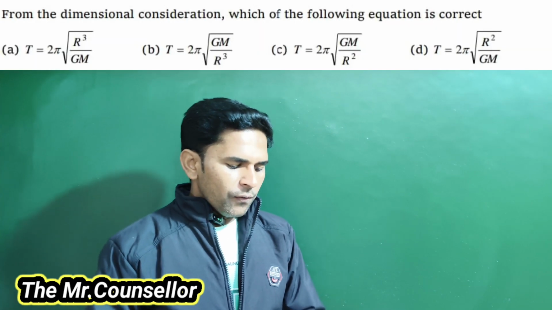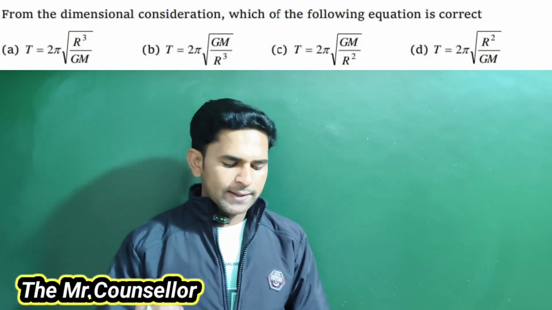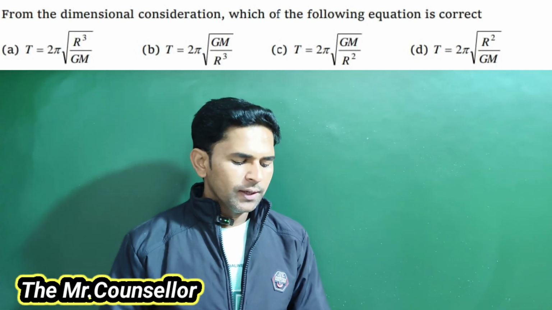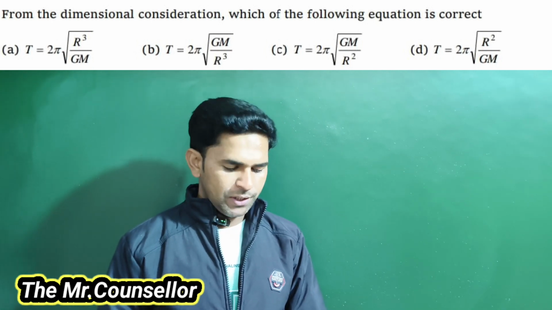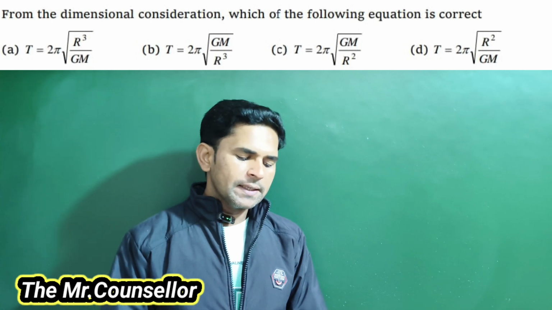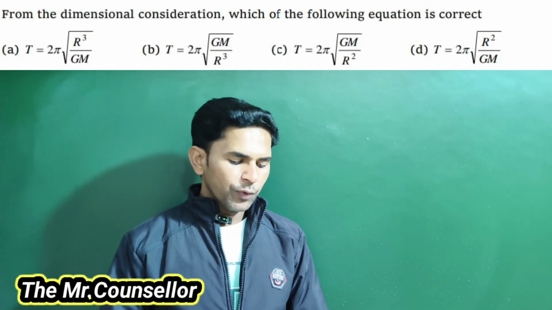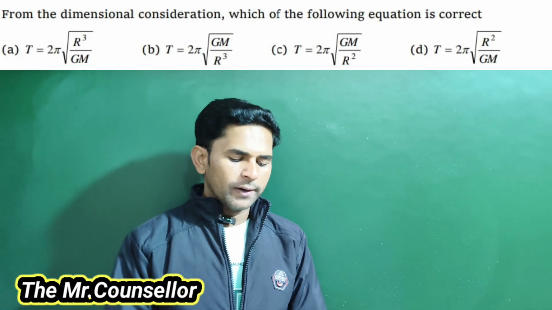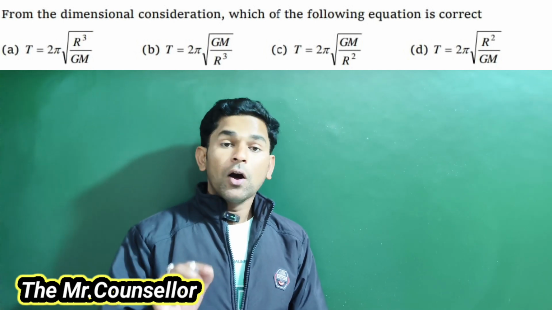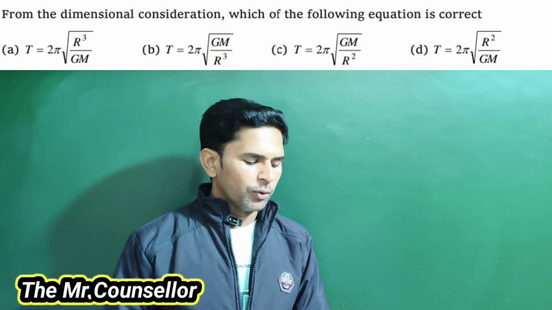First question: from the dimensional consideration, which of the following equations is correct? Option A is given, T is equal to 2 pi root r cube upon GM. Option B, T is equal to 2 pi root over GM upon r cube. Option C, T is equal to 2 pi root over GM upon r square. Option D is given, T is equal to 2 pi root r square upon GM.